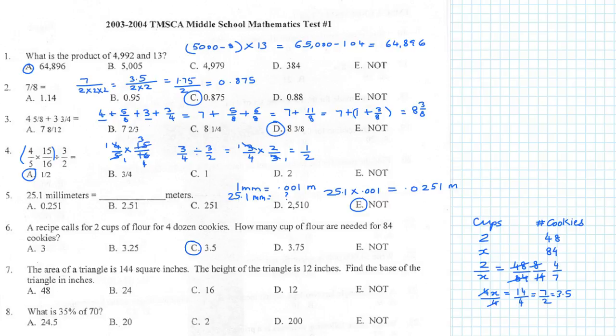Question number 7. The area of a triangle is 144 square inches.